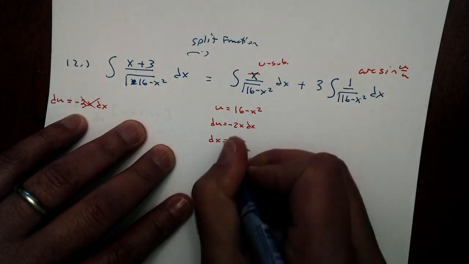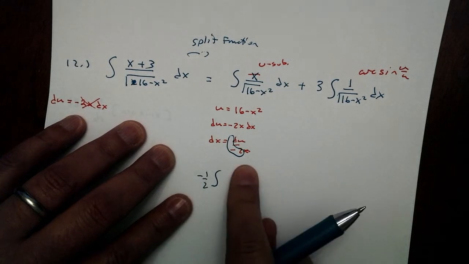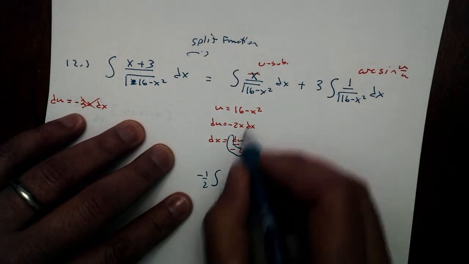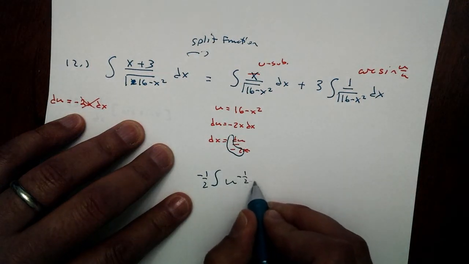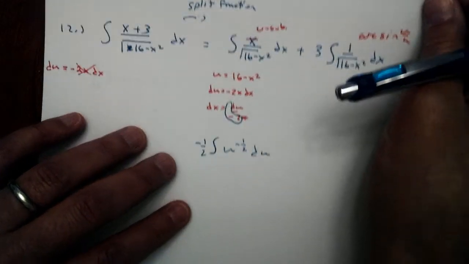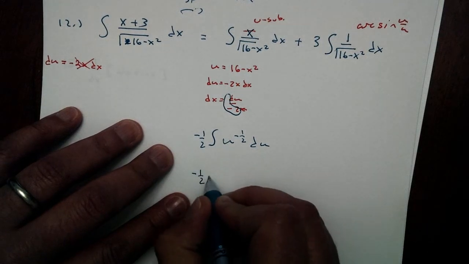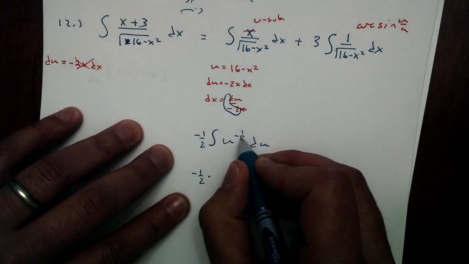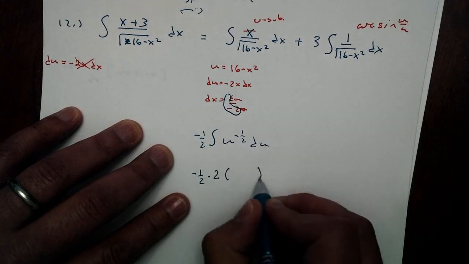This becomes negative 1 over 2. Don't forget we have that constant here, that negative 1 over 2. And this is my u, bringing it up. We get u to the negative 1/2 du. And now we know how to integrate. So we get this negative 1/2 times the antiderivative of u to the negative 1/2, which is 2u to the 1/2.